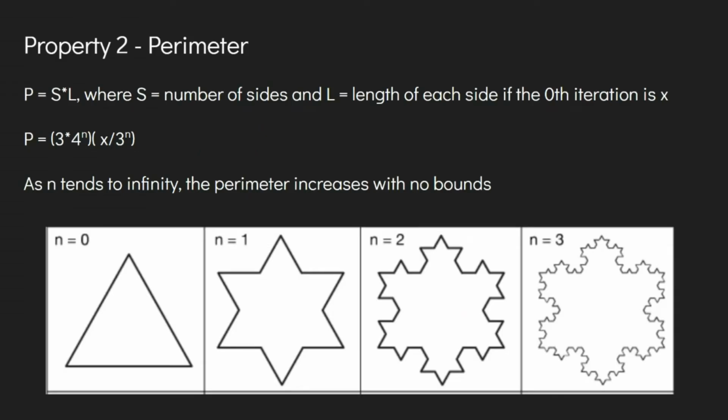This leads to the second property, perimeter. The perimeter actually increases with no bounds as the number of iterations, n, tends towards infinity. To find the total perimeter, multiply the number of sides by the length of each side, which can be found through the equations from before. They're written again here below.